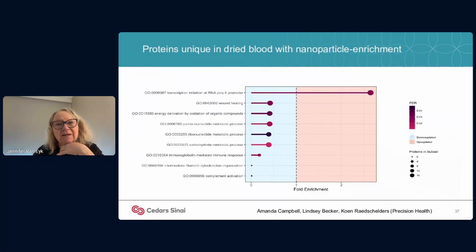The proteins that we see that are unique to the dried blood when we're doing nanoparticles versus plasma, not surprisingly, we just get a really nice increased diversity as you get deeper into the blood proteome.